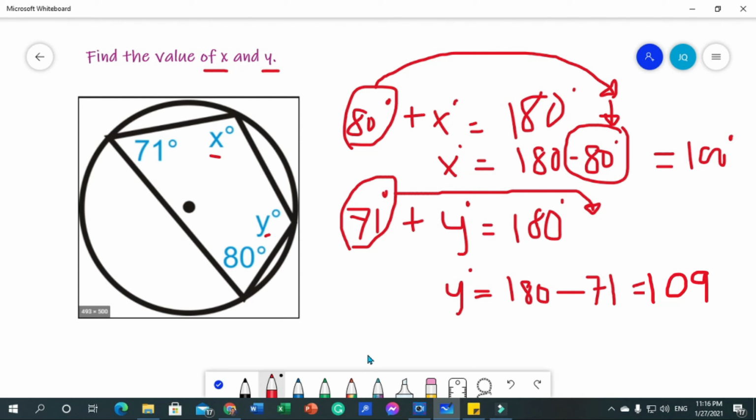Do you understand what happens if a quadrilateral is inscribed in a circle? Its opposite angles are supplementary. When you add their measures, it equals 180.